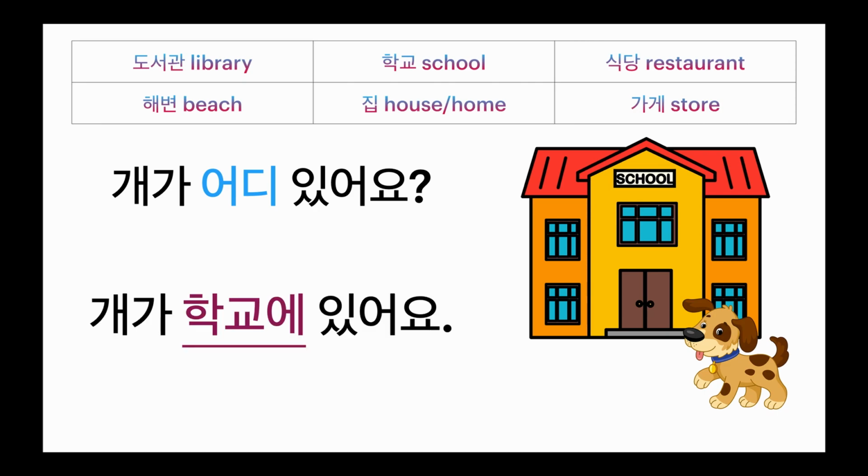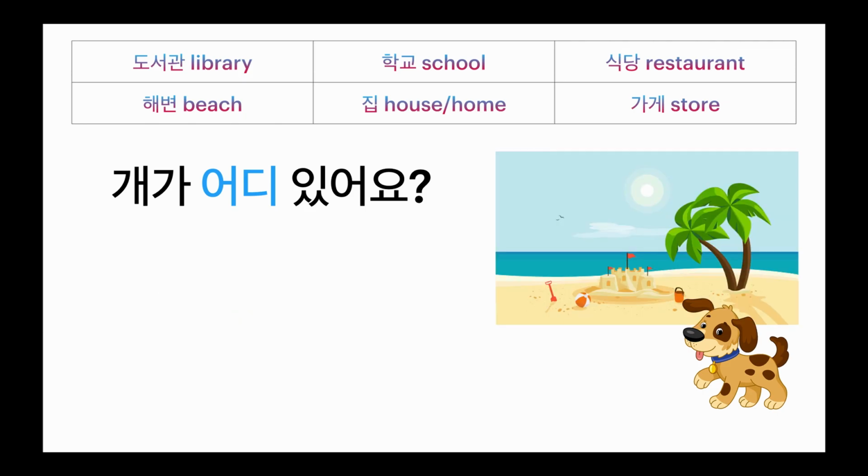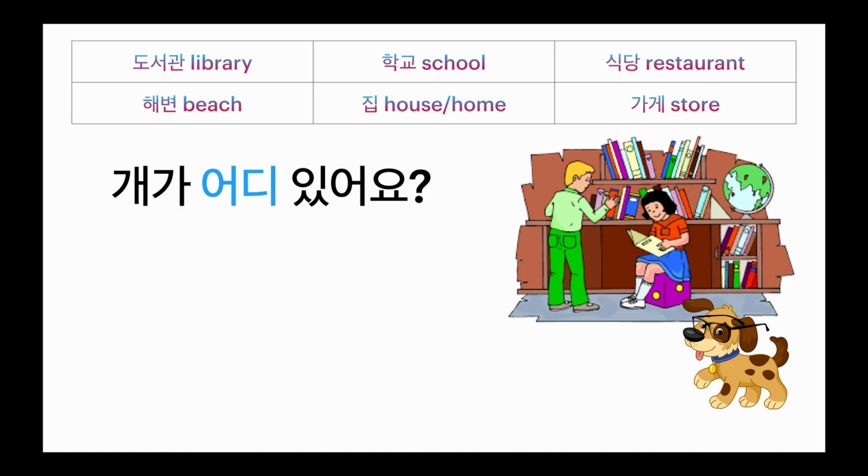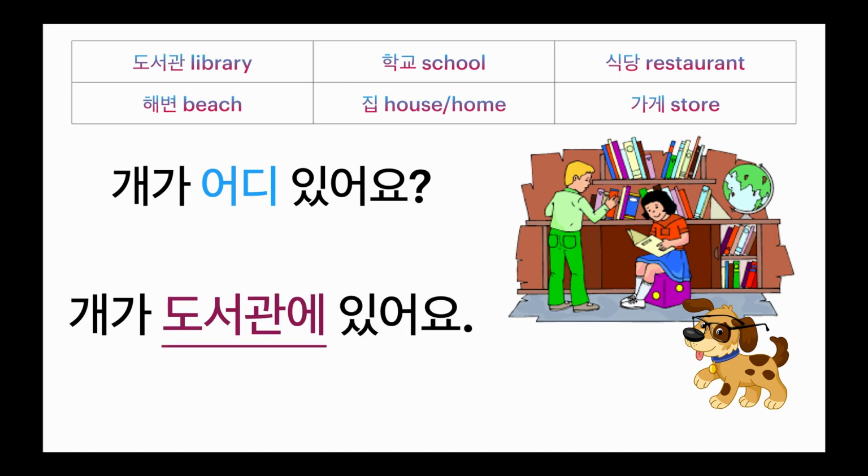개가 학교에 있어요. 개가 어디 있어요? 개가 해변에 있어요. 개가 어디 있어요? 개가 도서관에 있어요.